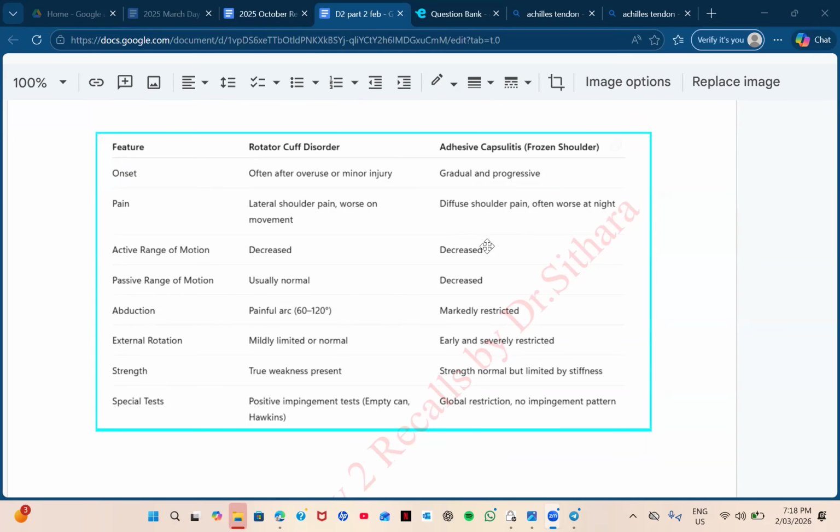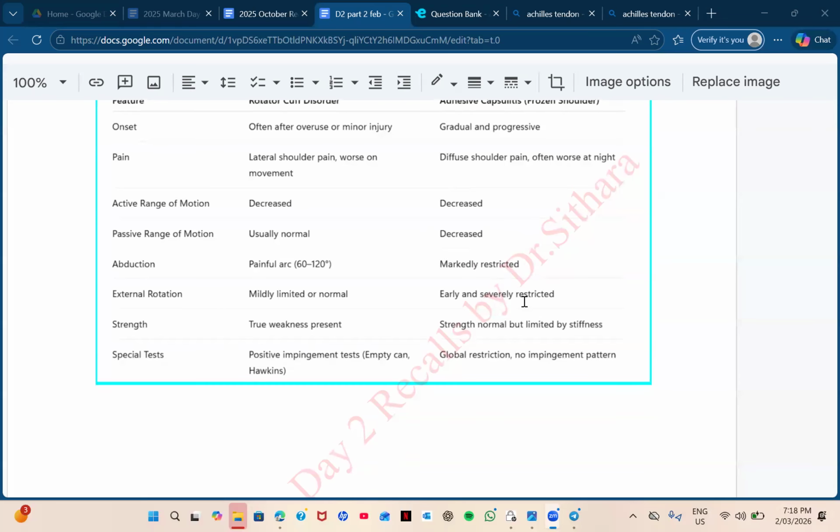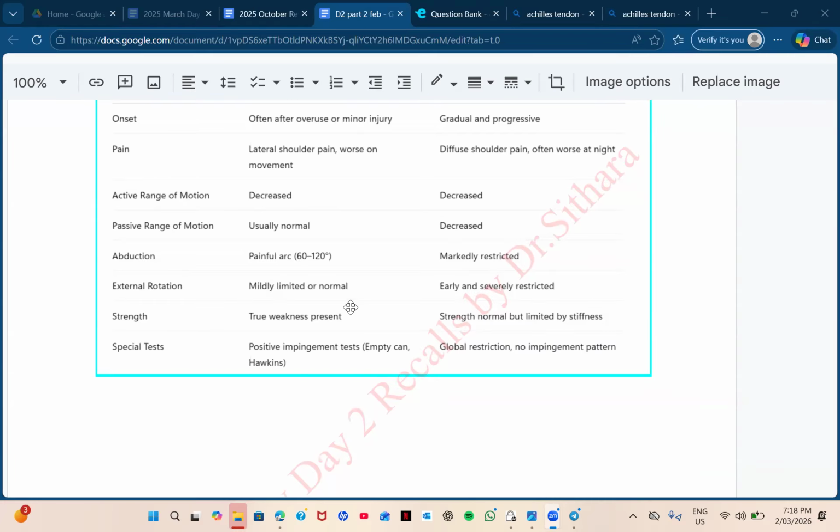Active range of movement is decreased and passive range of movement is also decreased. Both are decreased here. Then abduction is markedly restricted. External rotation is early and severely restricted. Strength is normal but limited by stiffness, right? Then special tests: we have global restriction and no impingement pattern, but they are not asking from these tests. Global restriction, these tests they are not asking, but you have to just remember it.